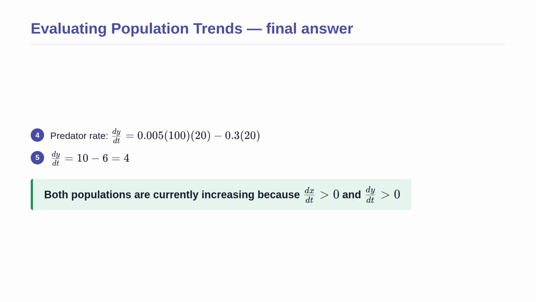Next, we evaluate the predators to complete our picture. We substitute the same population numbers into the fox equation. The math shows a growth rate of 10 new foxes and a death rate of 6, giving a net rate of positive 4. This leads to our final conclusion. Both populations are currently on the rise. The abundance of rabbits is providing plenty of food for the foxes to thrive, meaning we are currently in the boom phase of our cycle.